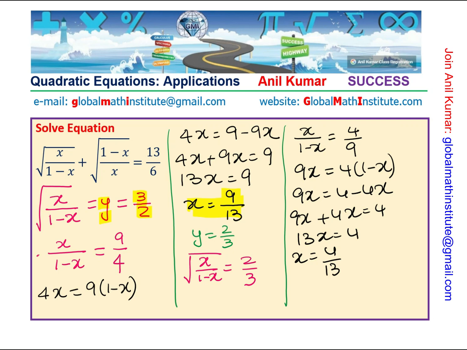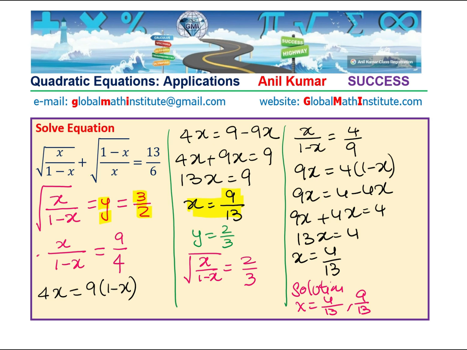So we have two solutions. Our answer is what? x equals 4 over 13 or 9 over 13. There are two solutions for this particular equation. I hope it makes sense. Go through this video once again, understand the strategy of substitution, and see how simple it becomes when we substitute and solve. Also, find all possible solutions. Otherwise, you may lose some marks. I hope it makes sense.